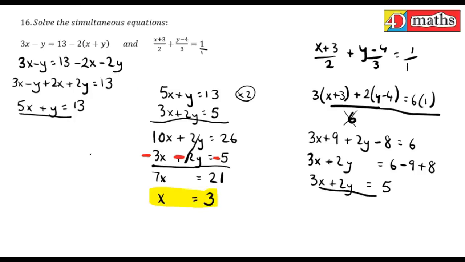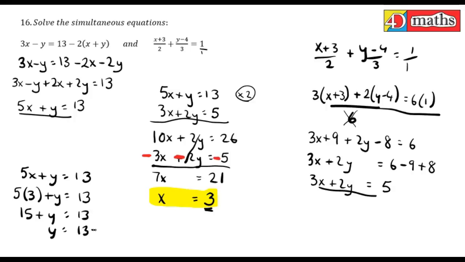So then, how do you go about finding the y value? Well, you rewrite the first equation out again. So I'm going to rewrite 5x plus y equals 13, and I'm going to substitute 3 in for x. So 5 times 3 plus y is equal to 13. 15 plus y is equal to 13. So y is equal to 13 minus 15. So y is equal to minus 2. So there's my value for y. In fact, what's actually happening here is these two lines are meeting at this point, 3, minus 2. So that's actually your answer.